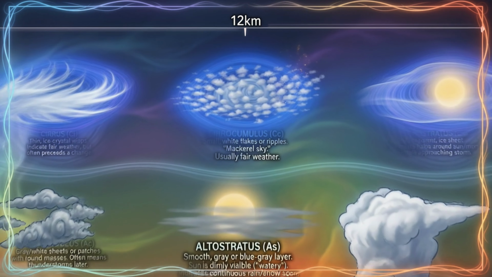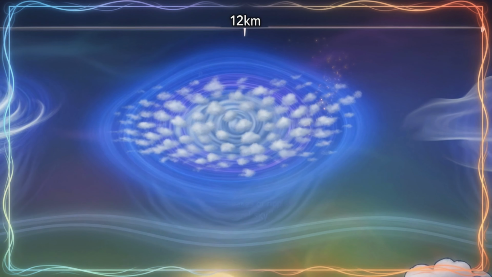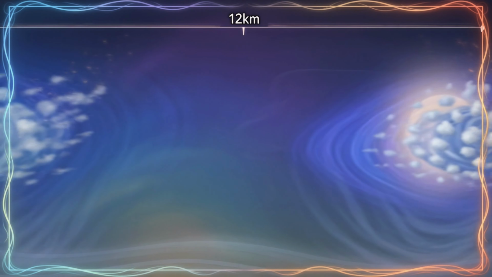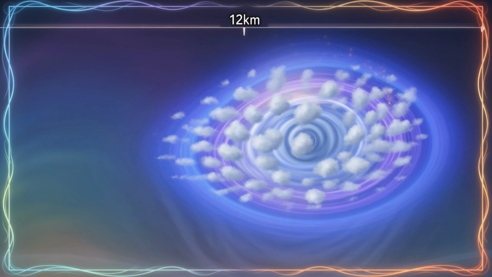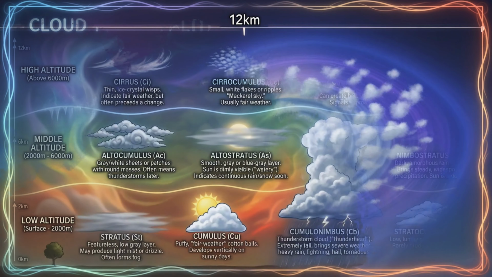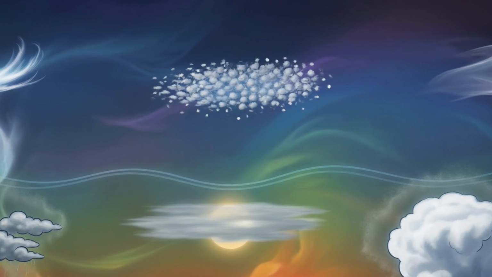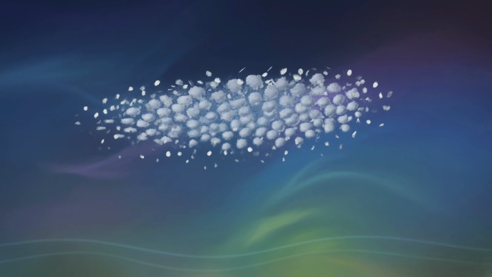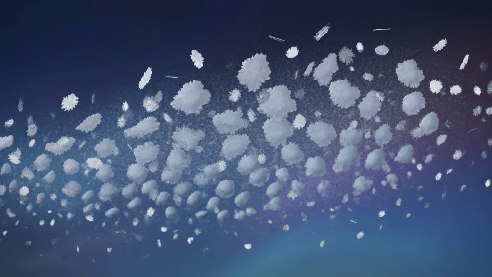Cirrocumulus. Tiny, perfect, ordered. Thousands of small white puffs arranged in ripples like fish scales or sand washed by tide. The old rhyme still holds. Mackerel sky, not long wet, not long dry.